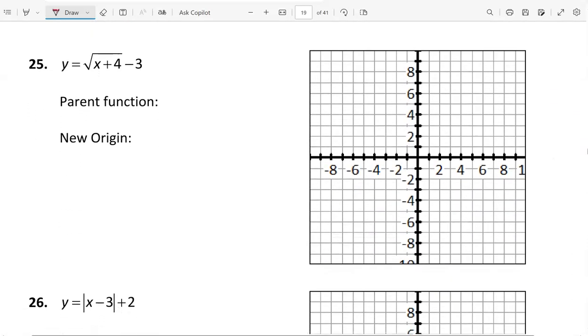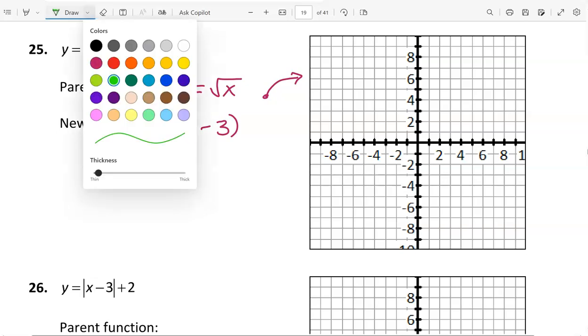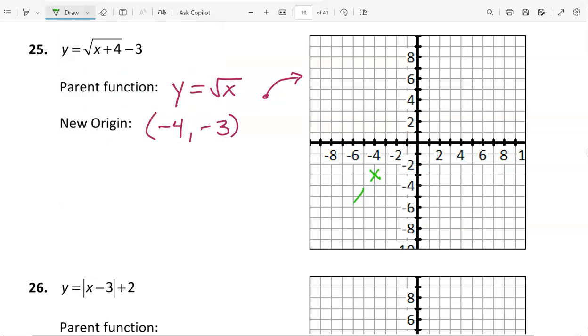Let's take a look at 25. For 25, our parent function is y equals the square root of x, which has that nice sideways half parabola shape. And the new origin is at the point -4, -3. And -4, -3 right there.